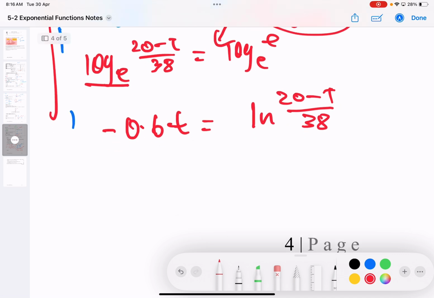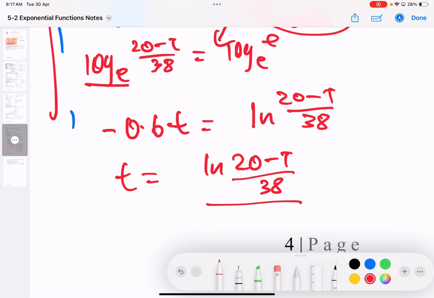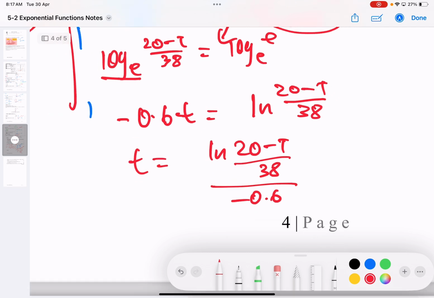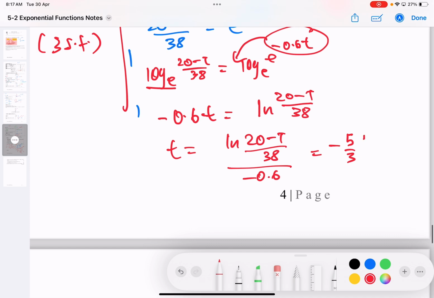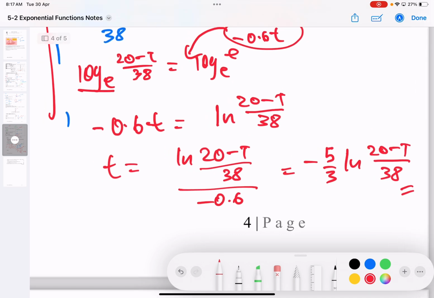Okay, so my final answer is just ln((20 - t)/38) divided by negative 0.6. Of course, we can bring this up, I can just take 1 divided by 0.6. I will be getting -5/3 ln((20 - t)/38). Is that okay? Okay, anyone confused?